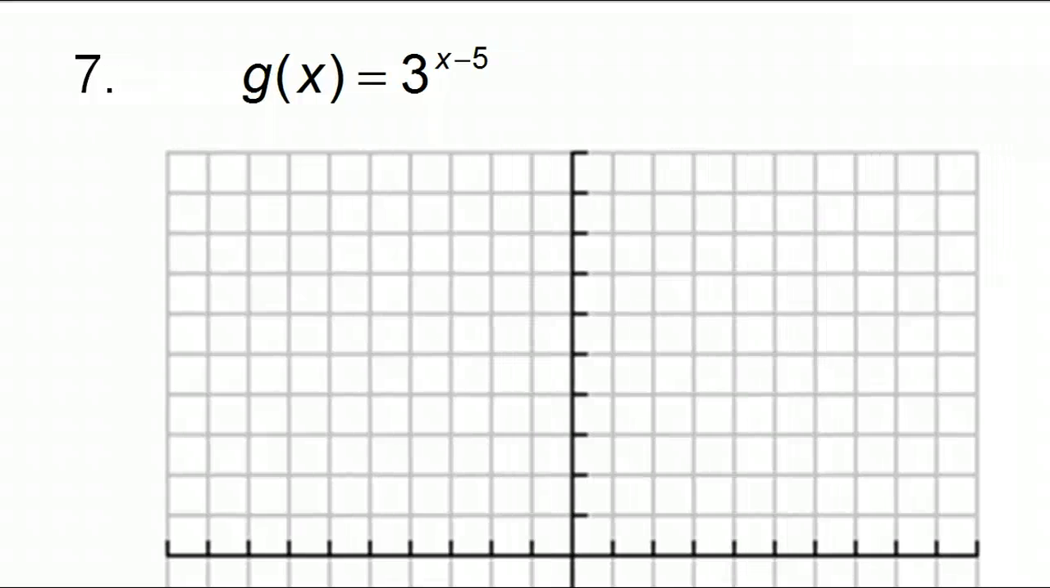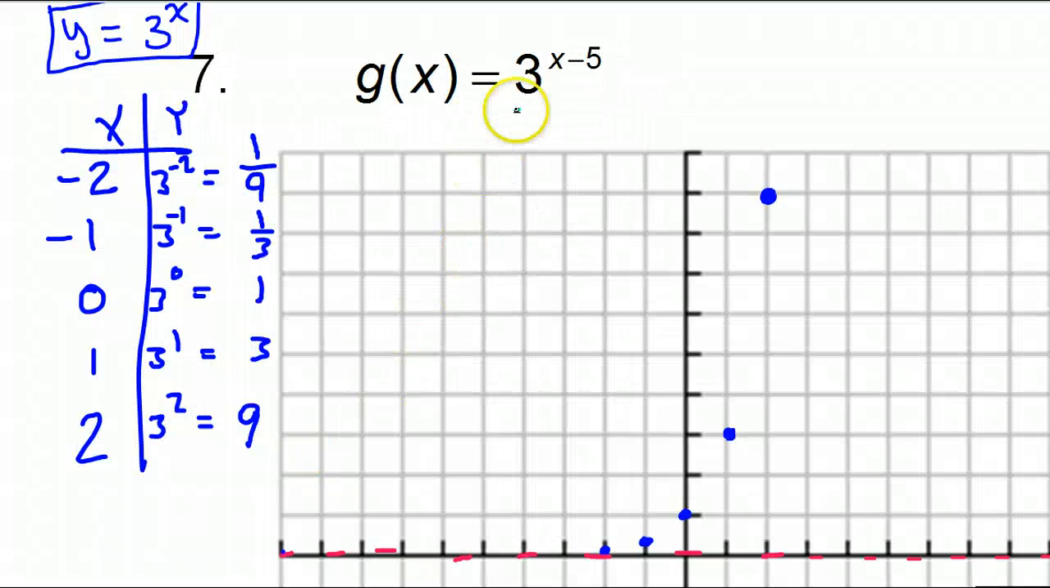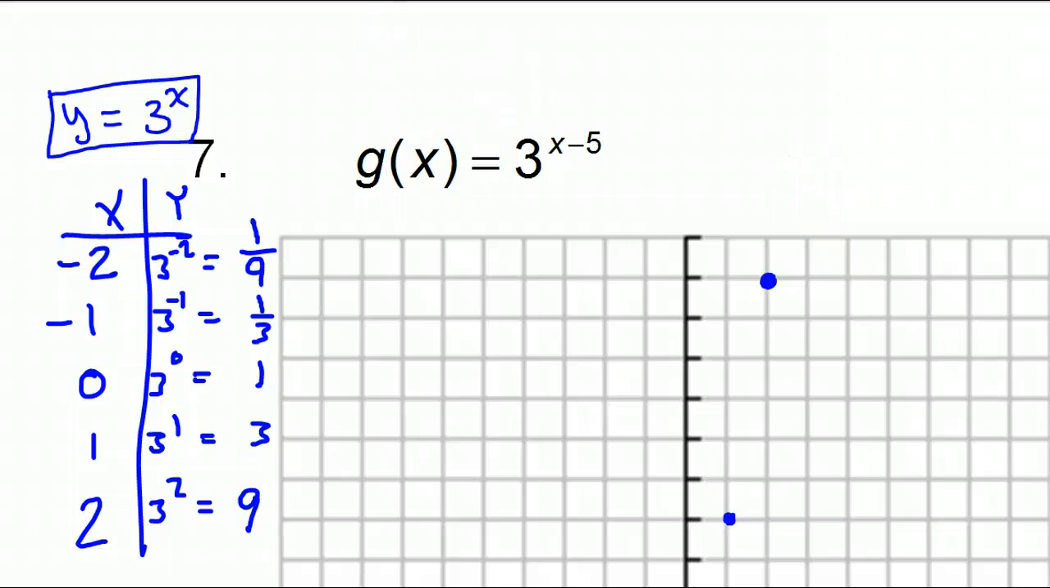Let's do number 7. Now number 7 has a parent function of y equals 3 to the x power. Alright, so once again, here is the parent function y equals 3 to the x power. This is how we calculated the values. I graphed those values with the asymptote. The transformation, though, there's only one transformation. It's this minus 5 business. What is this minus 5 going to do, people?